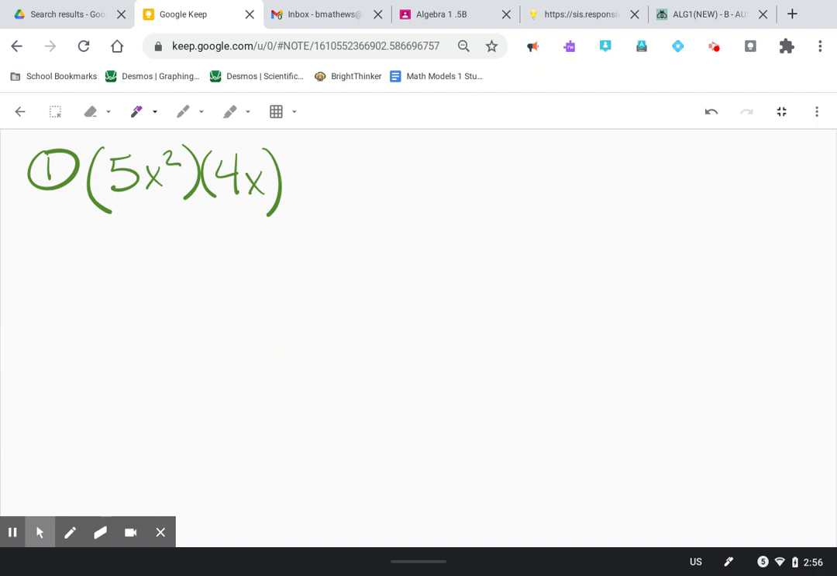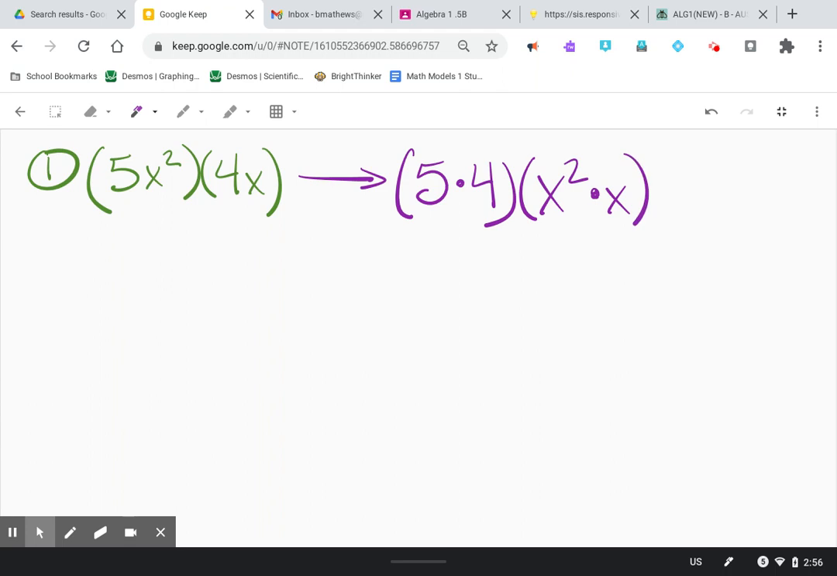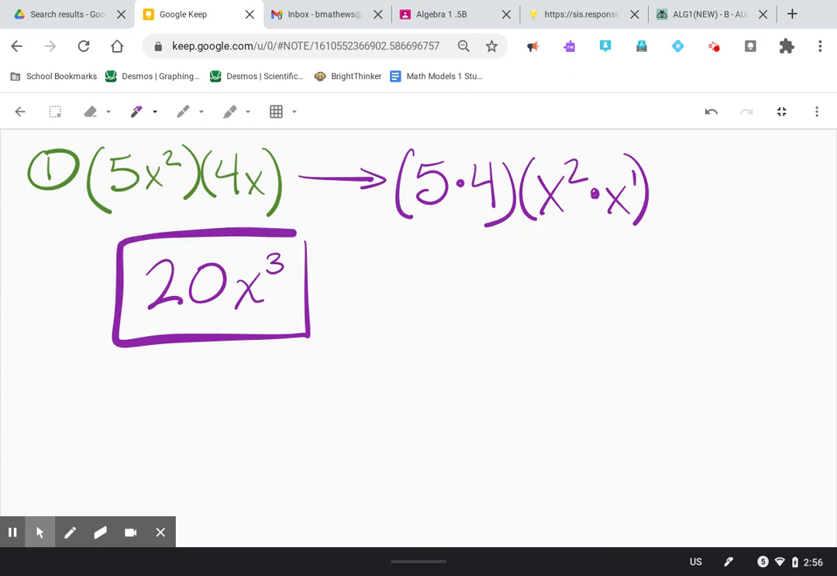So in a sense, this could be rewritten as 5 times 4 and x squared times x. You don't have to rewrite it that way. I just want to show you how this works. So 5 times 4 is 20. X squared times x, remember this is an x to the first. So x squared times x, remembering our exponent rules, is going to be x to the third. And so that would be the answer to that problem. So again, when you multiply single terms, you multiply all the like things. You multiply numbers times other numbers, and then each variable times its corresponding friends, in a sense.